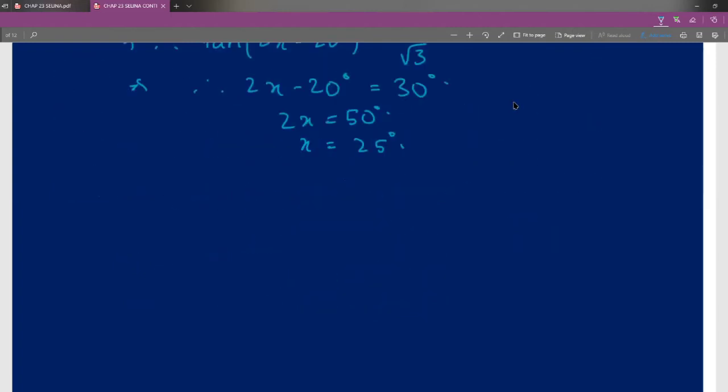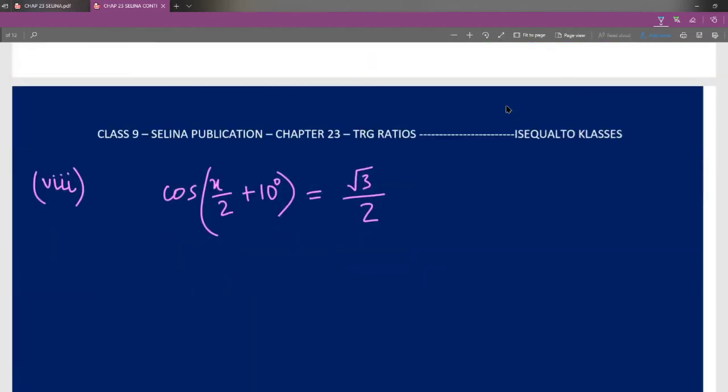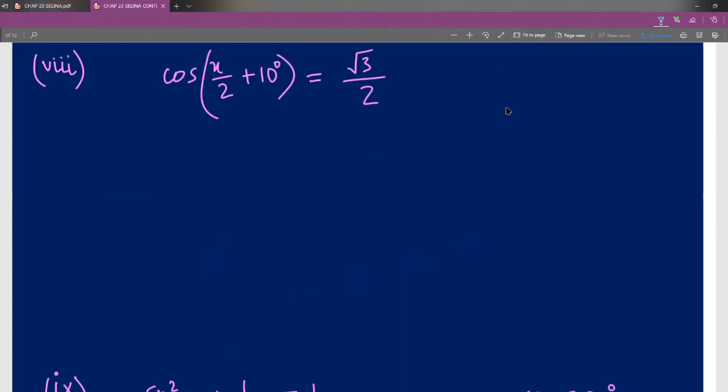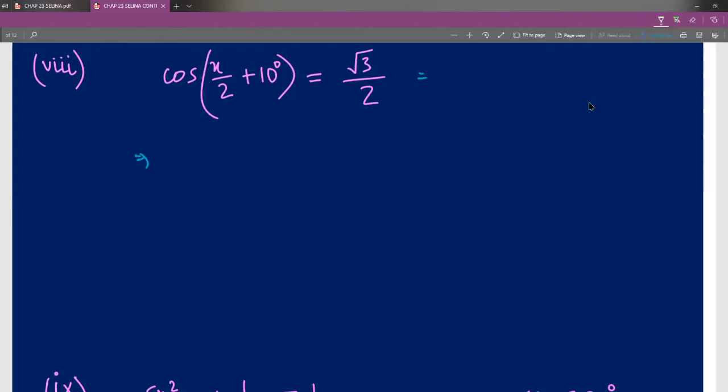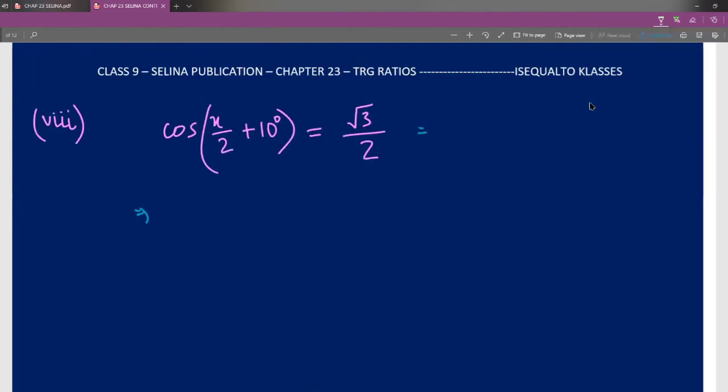So moving on to our next subpart, the 8th subpart. Okay, so over here there's no square, so that's okay. So over here we need an angle. I'll just change the color to, let's see, this color. So over here we need an angle whose cos will be root 3 upon 2. So therefore that angle will be 30 degree.